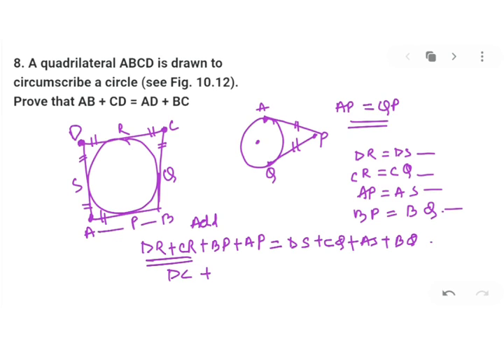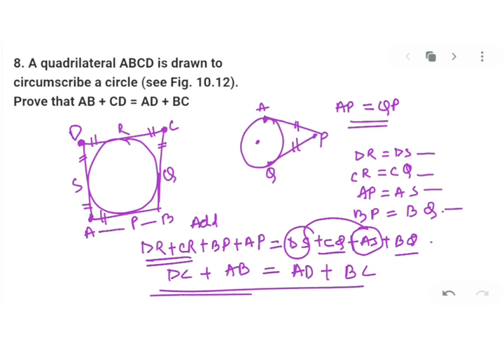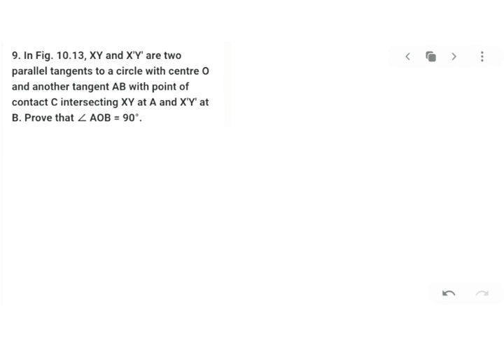You will see that DR and RC or CR are DC and BP plus AP is equal to AB and DS plus AS, I will just rearrange. I'll take DS with AS and I will get AD. And what about CQ and BQ? I will get BC. Hence I have proved that DC plus AB is equal to AD plus BC. Okay? Let's start with next.